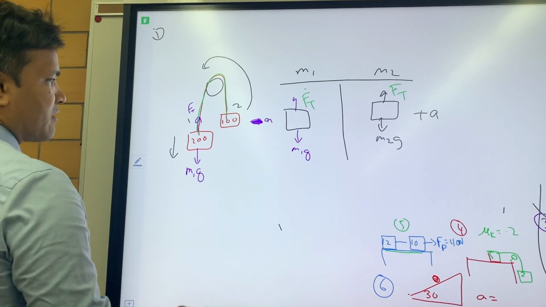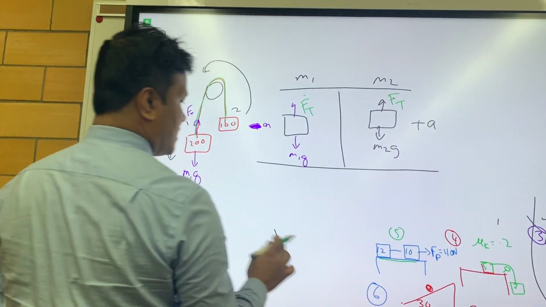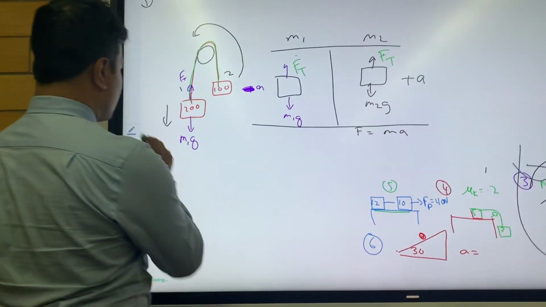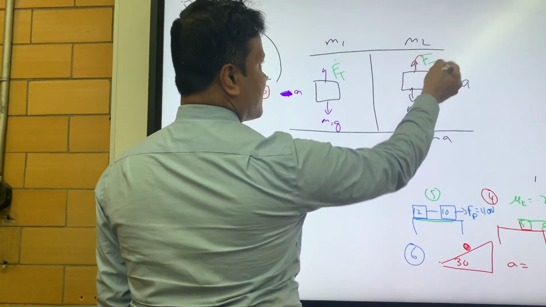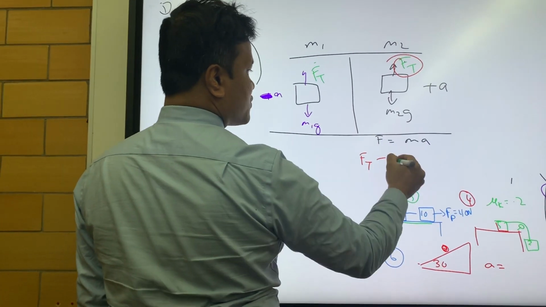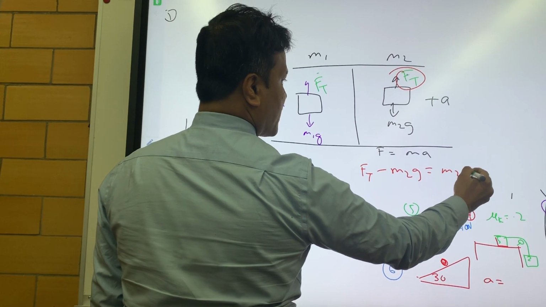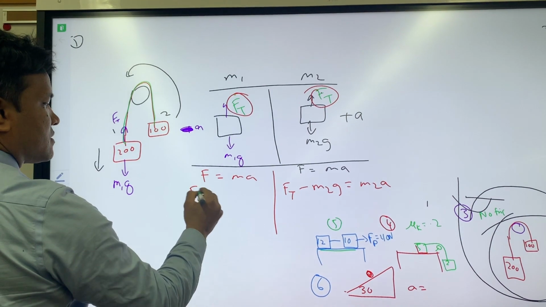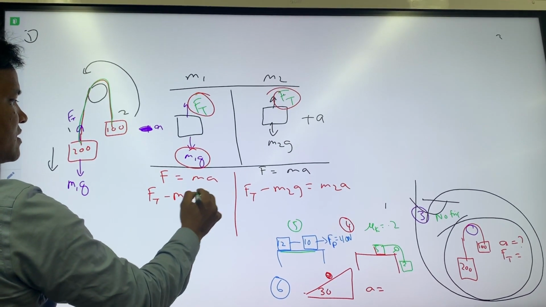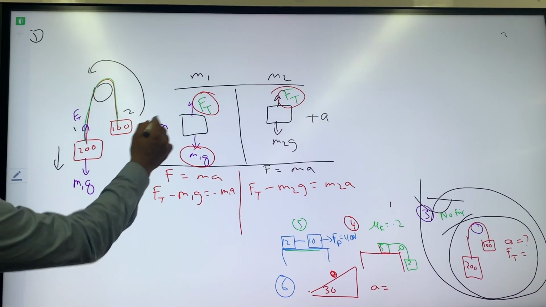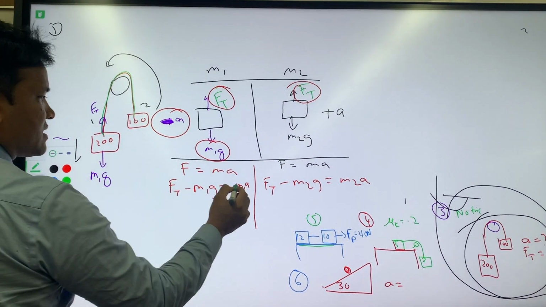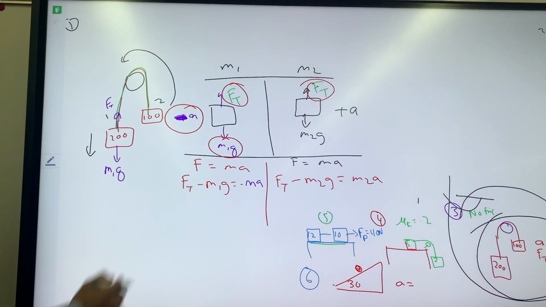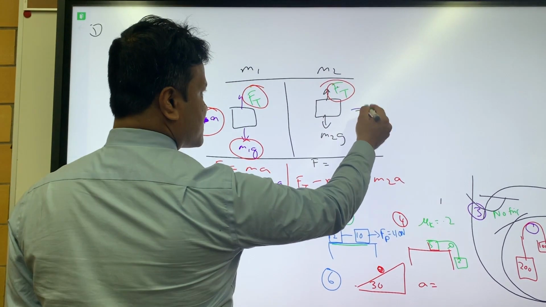Now I'm going to write Newton's second law to write the system of equations. So F equal to ma. F should be replaced by what? FT minus M2g is equal to M2a. Now I'm going to write F equal to ma here: FT minus M1g is equal to minus M1a. Why minus? Because this is minus. I'm going to make it this color so that you understand why this is negative a, because this is negative. Why is this positive a? Because this is positive.